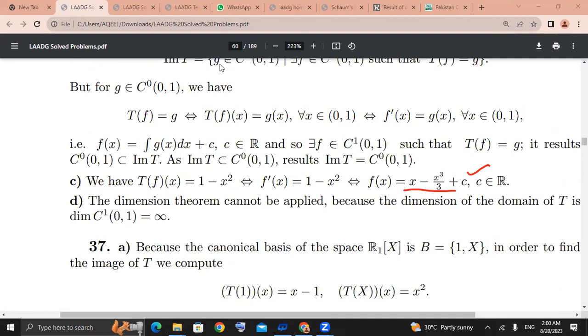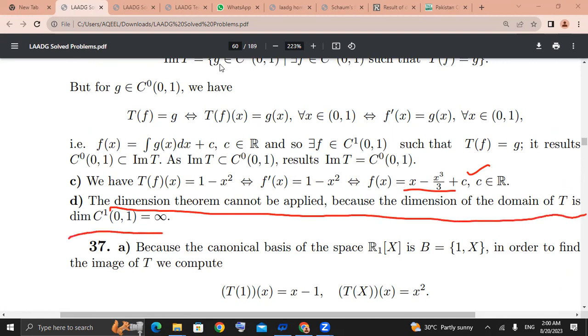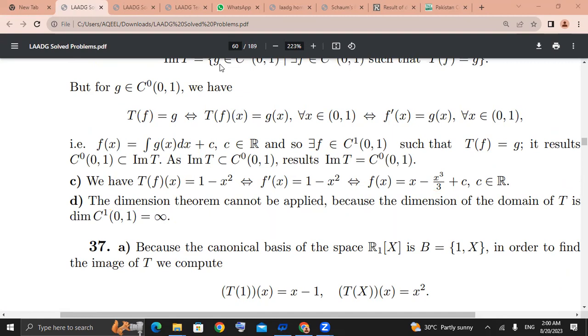The dimension theorem does not hold and cannot be applied here, because the dimension of the domain of T is infinite. That's why it's not applied. The dimension theorem is only applied when the dimension is finite.